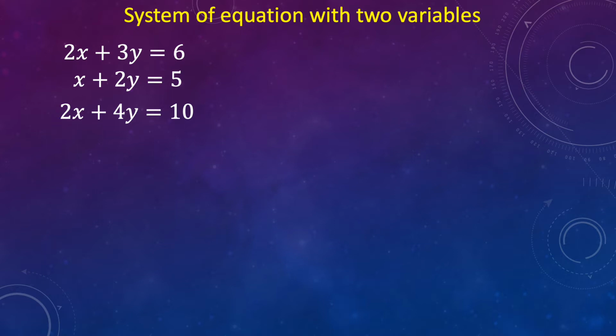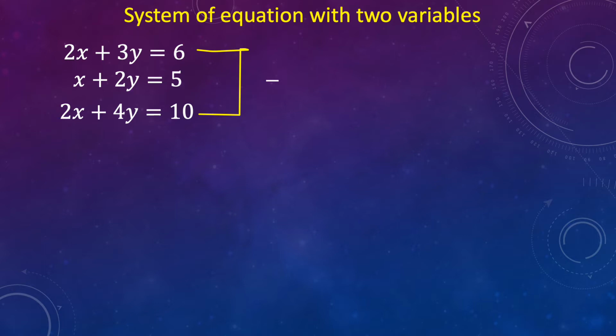Why do we have to multiply 2 here? In order for us to eliminate x, we must make sure the coefficient for x is the same. In this case, the coefficient of x is already equal. Then we have to look at the symbol. These two are positive, therefore we minus. If this is positive and this is negative, then we plus. So we minus.